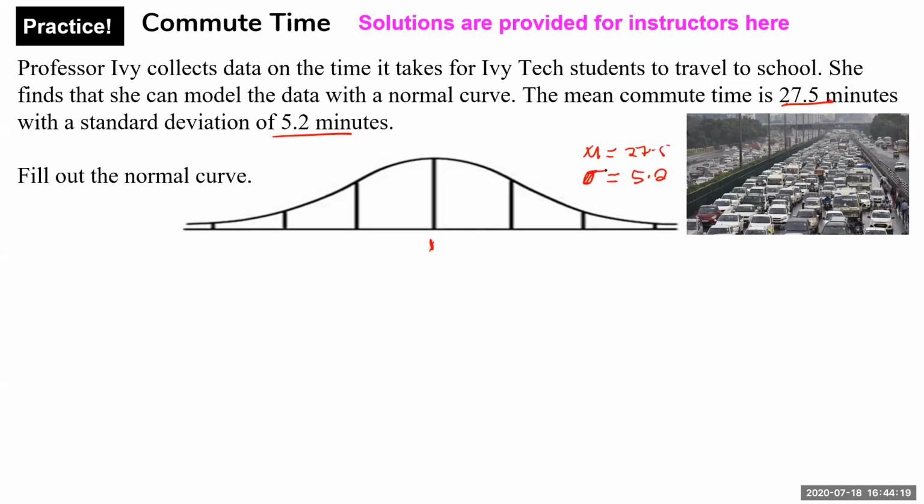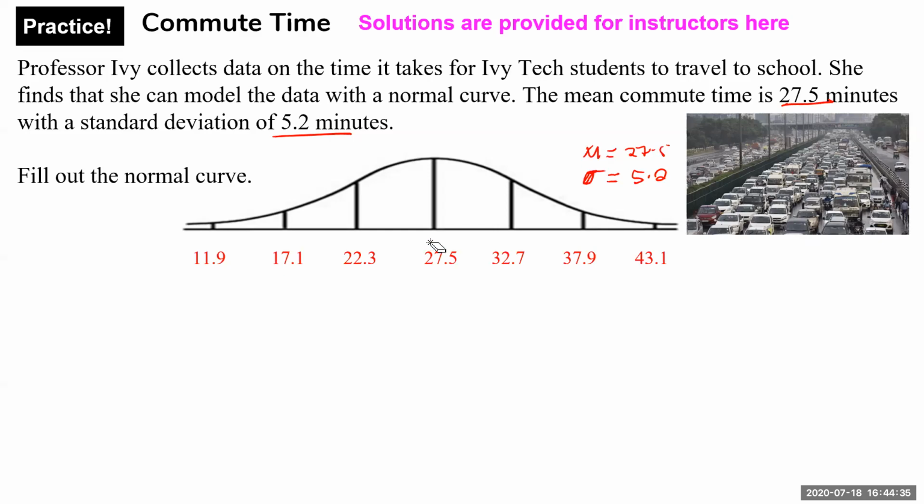So fill this out. Okay, I'll give you 5 minutes to do that. Too much time. 2 minutes. 1 minute. Okay, did you produce that? Nice.